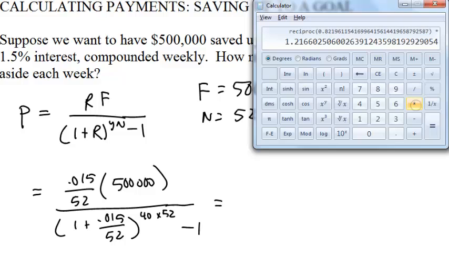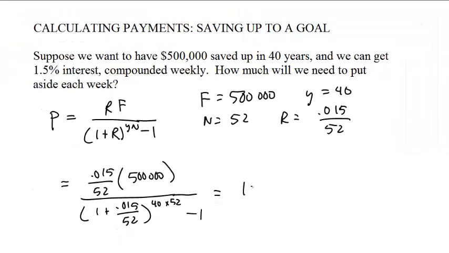Times 0.015 divided by 52 equals, times 500, 1, 2, 3, hopefully I didn't mistype anything. $175.47.